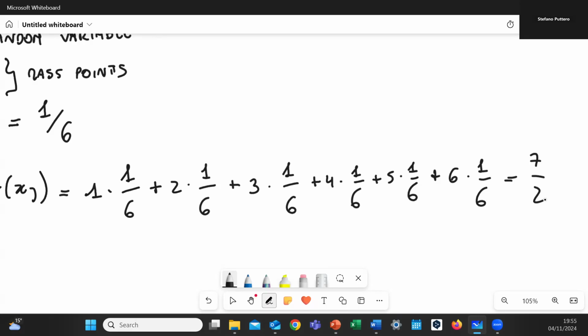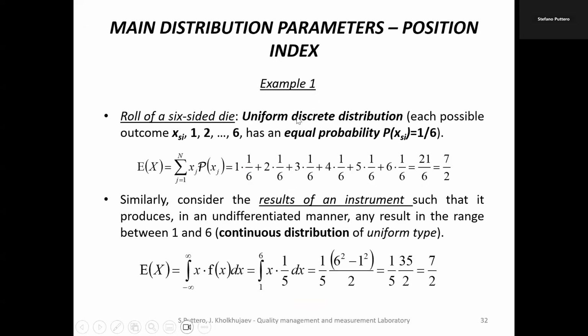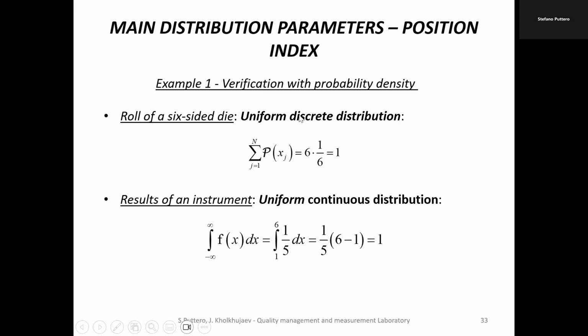That again, as already mentioned, is a decimal value, but the point is that it's possible because the expected value is a theoretical value. Okay? Let's come back to the slide. In slide 33, we have another important concept: to verify that we have applied the formula correctly, we can also do a double check.